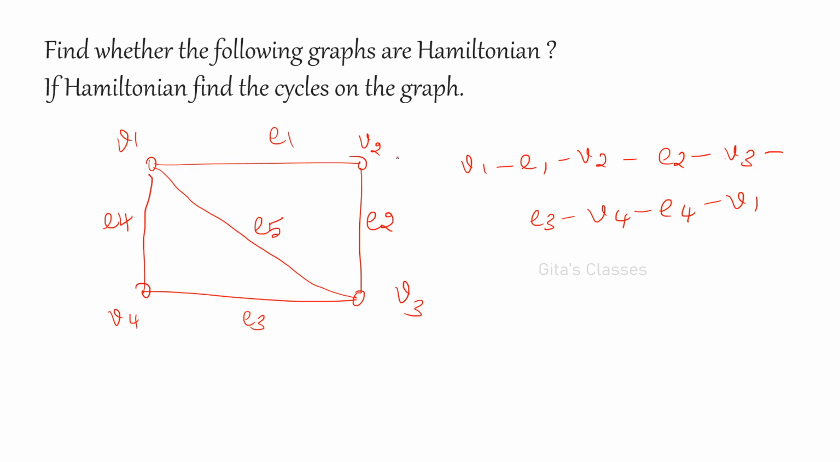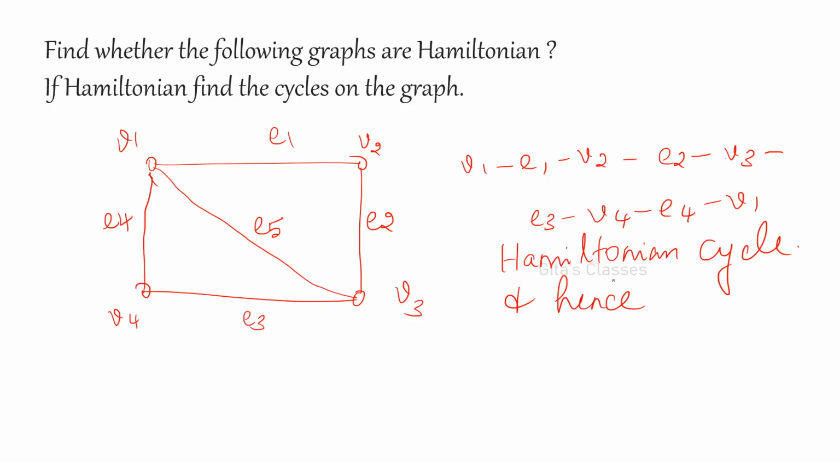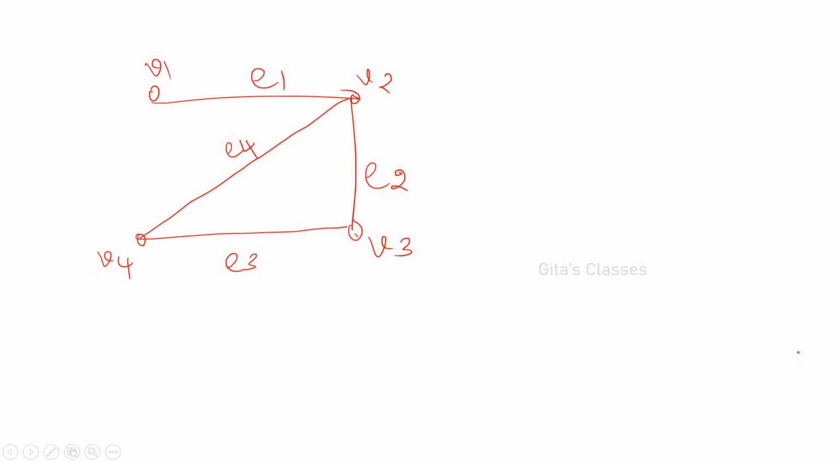We have visited all the vertices successfully only once and we have come back to the starting vertex. Therefore, it is a Hamilton cycle, or Hamiltonian cycle, you can say. And hence the graph is a Hamilton graph, or you can say Hamiltonian graph. Right? Next is this graph, V1.